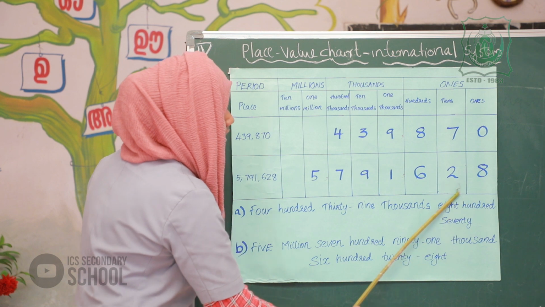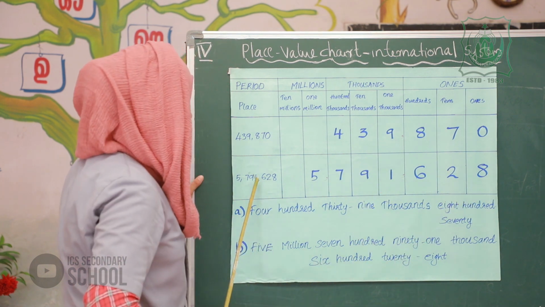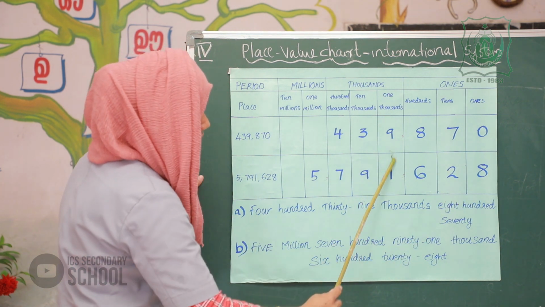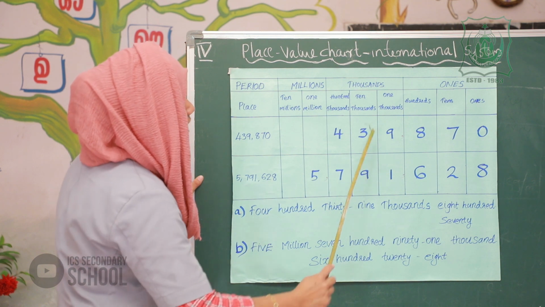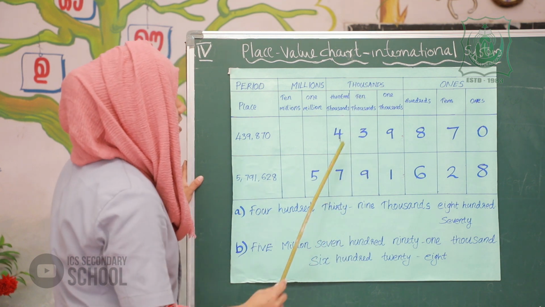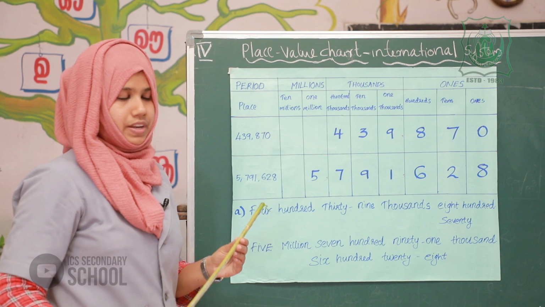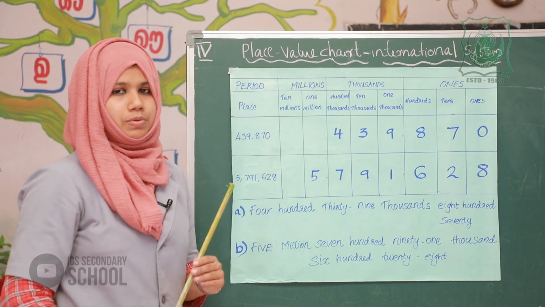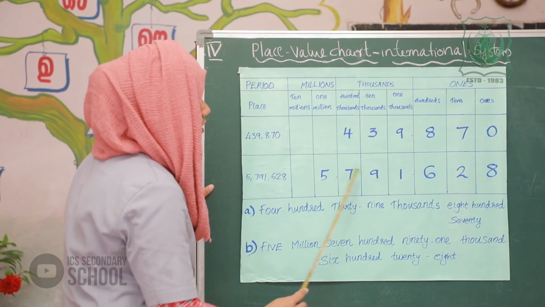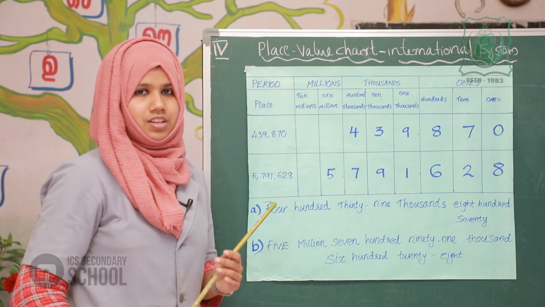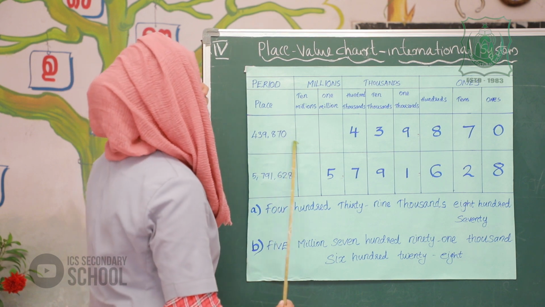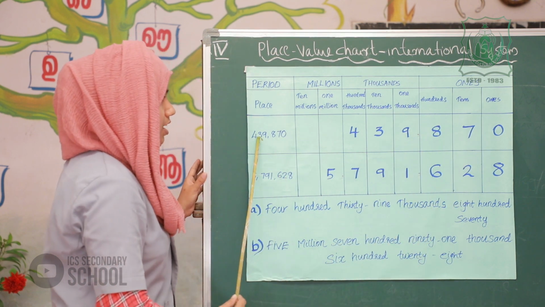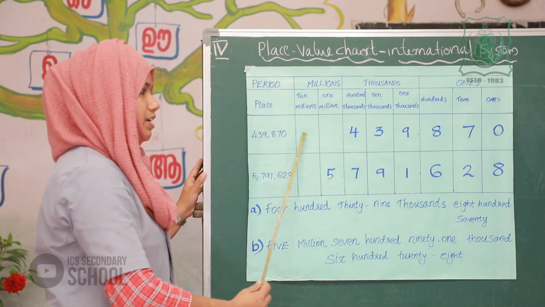So the first period is completed. Next, 1 in the thousands period, 9 in the ten thousands period, 7 in the hundred thousands period, and 5 in the millions period. After each period we put commas here. Okay. So how to read this number?